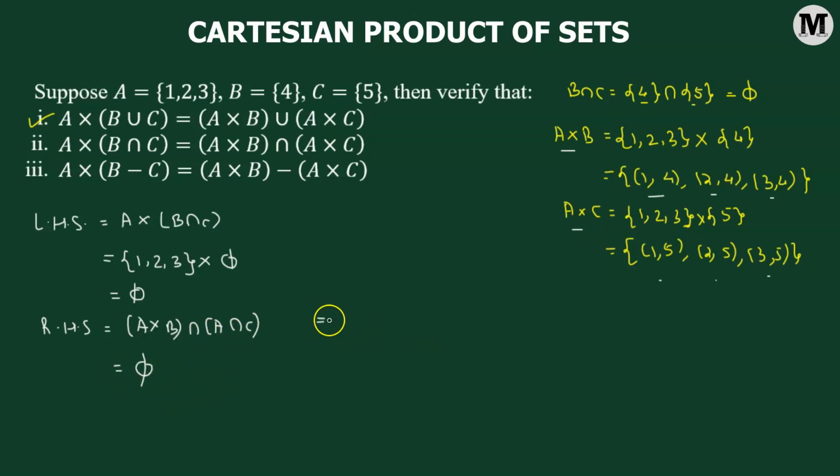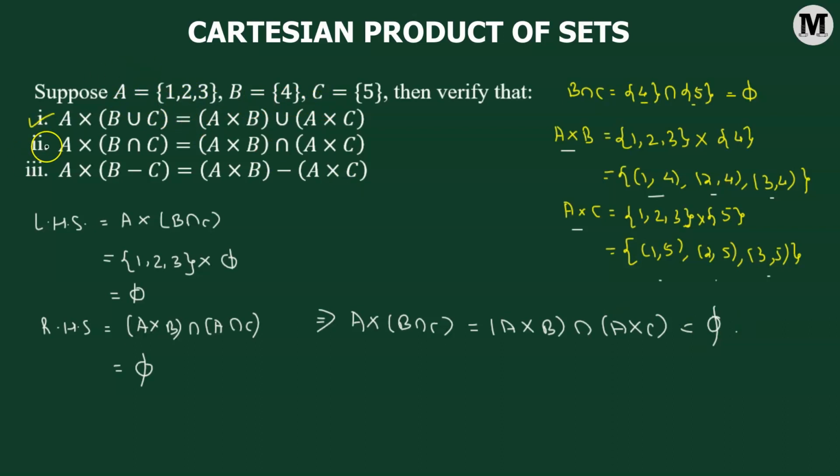So this simply tells us that the Cartesian product of A with B intersection C is equal to the Cartesian product of A with B intersection the Cartesian product of A with C, and both of them are going to give us a null set if we use the values of A, B and C as given in the problem.